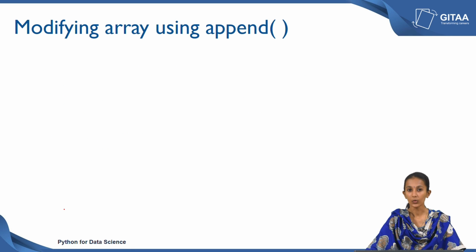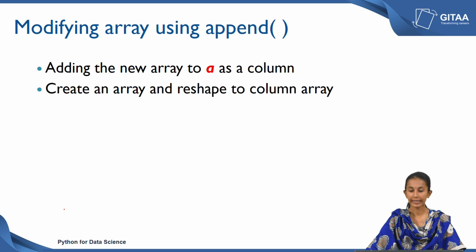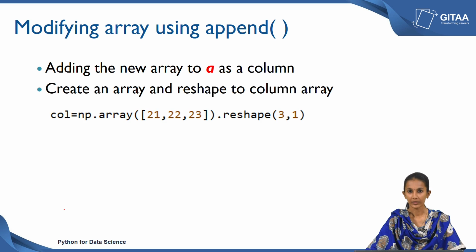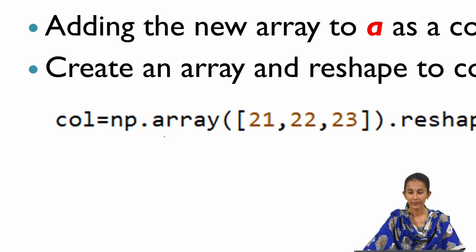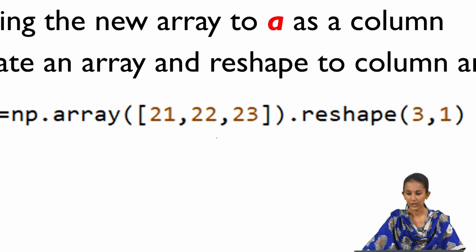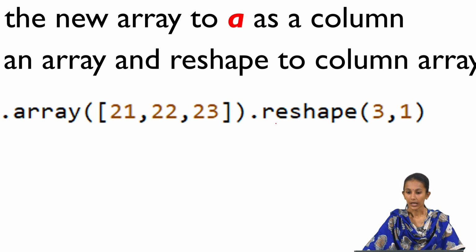Let us see how to add a new array to the existing array along the column wise. First we will create an array and then we will change the shape to a column array. So, np.array, this is the new values 21, 22, 23, dot reshape, because our earlier A array was a 3 by 3.